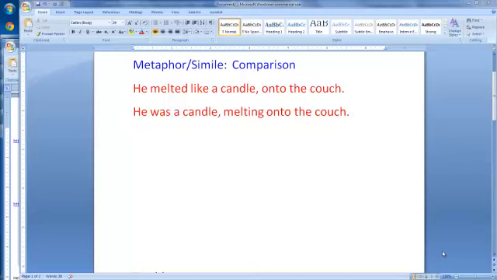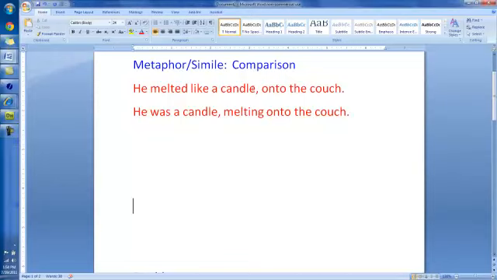Hello everyone. Today we're going to learn about stylistic elements. And there are 4 of those we're going to study. The first one is the metaphor or the simile, which are ways of making comparisons in your paper. This sentence right here is a simile because it uses the term like or as to make the comparison.